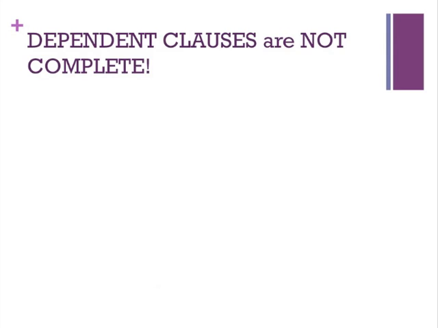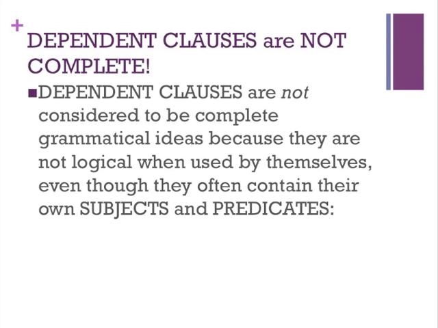Just to remind everybody at this point, dependent clauses are not considered to be grammatically complete. Again, remember, the idea is they're connecting as parts of speech. So if we tried to use them by themselves, even though they often contain their own subjects and predicates, they are not considered to be complete grammatical ideas. So again, if you look at these examples, if I separated out all of the dependent clauses we identified in the video, notice how these don't make sense by themselves.